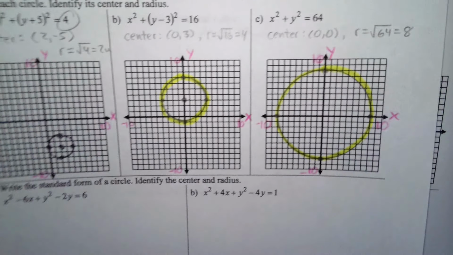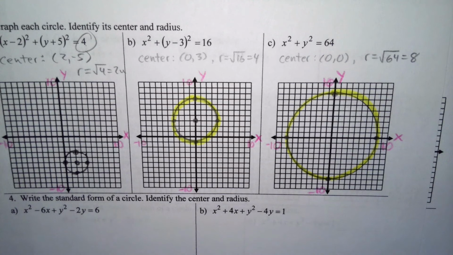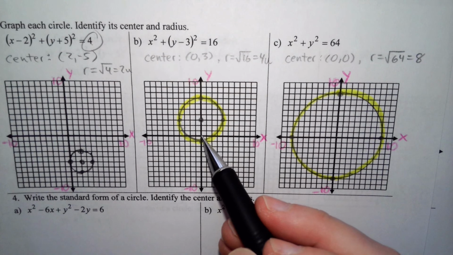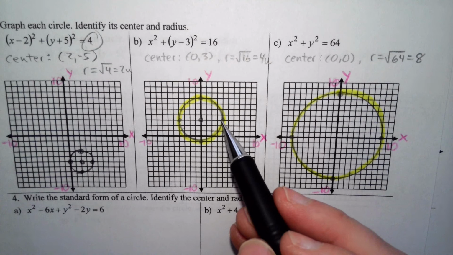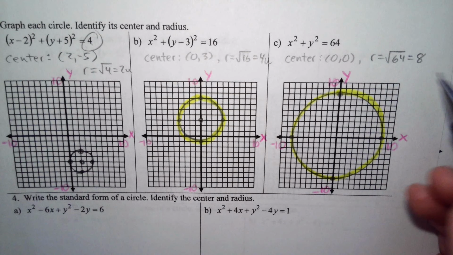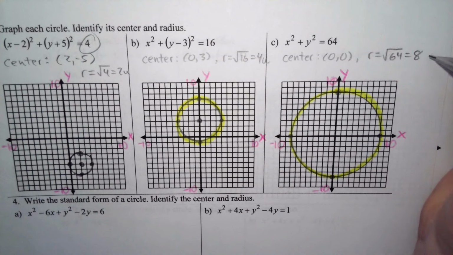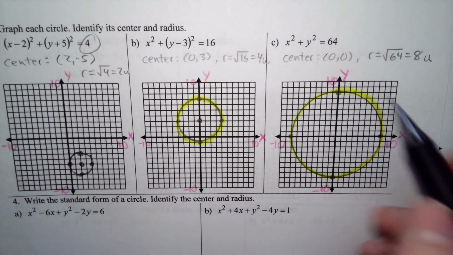Okay, if you've tried these on your own, here are the solutions for letter B and C. Center is (0, 3). Radius is 4 units. And I went from (0, 3), 4 right, 4 left, 4 up, 4 down. And then at C, center is (0, 0). Radius is 8 units. And here is your circle.